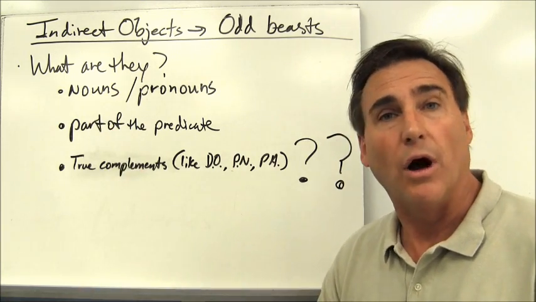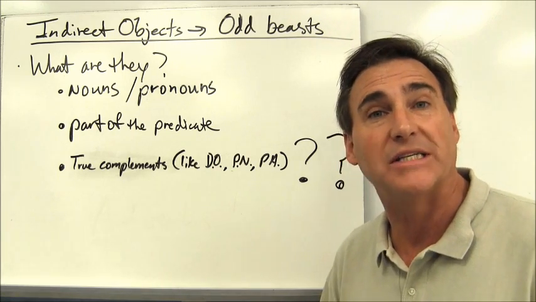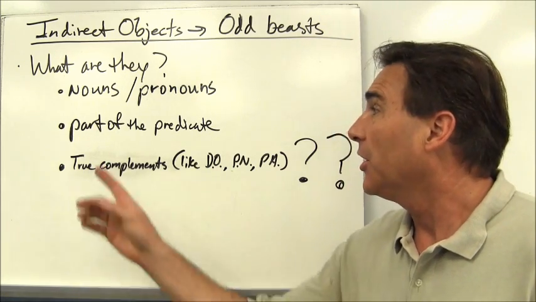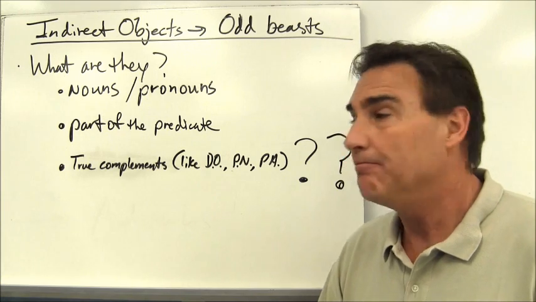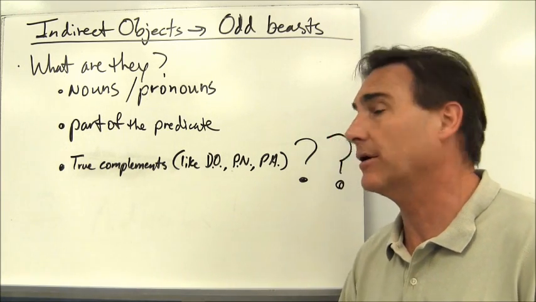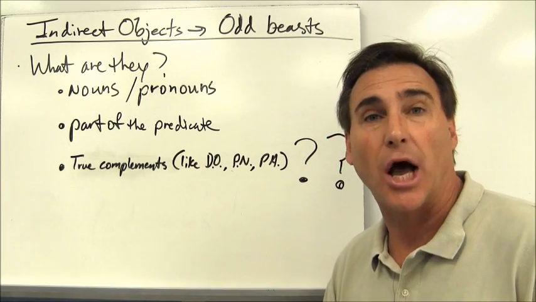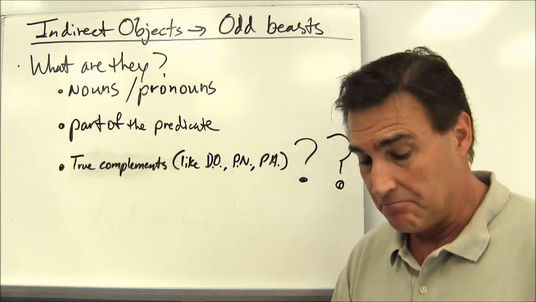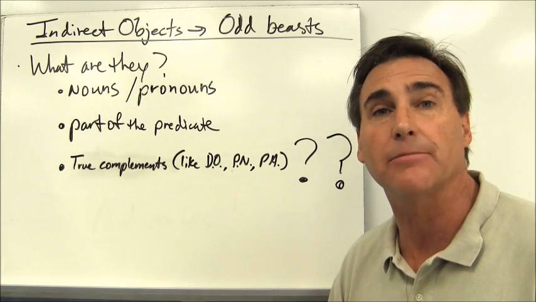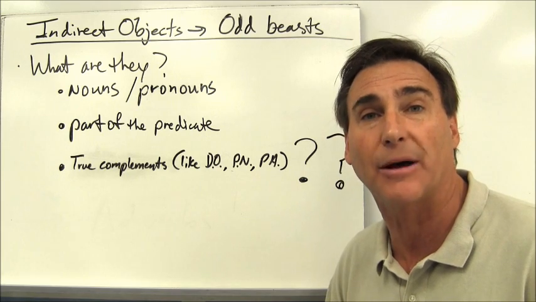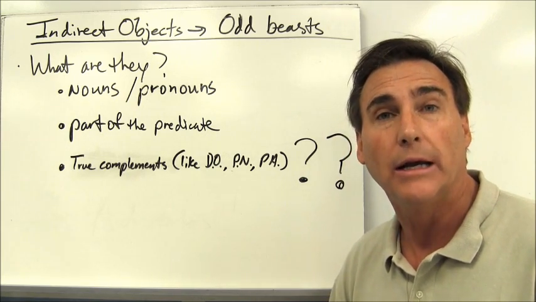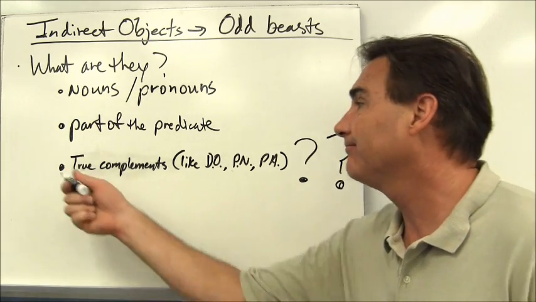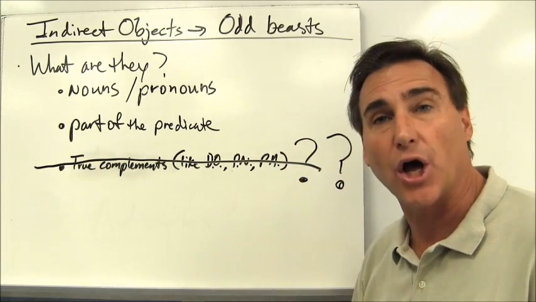Well, what are they? Well, first of all, in terms of parts of speech, they're always nouns or pronouns. They're part of the predicate, but are they true complements like direct objects, predicate nominatives, or predicate adjectives? Many textbooks will list them in the same chapter as these other items and talk about them as though that's what they were. But the answer is no, they are not.